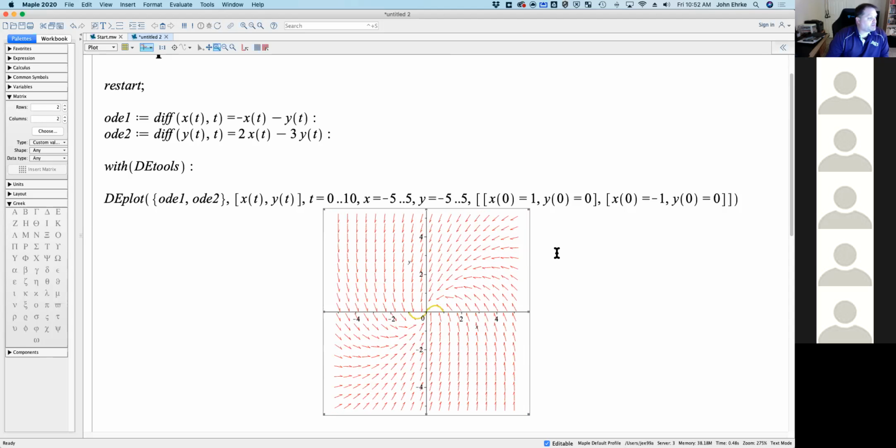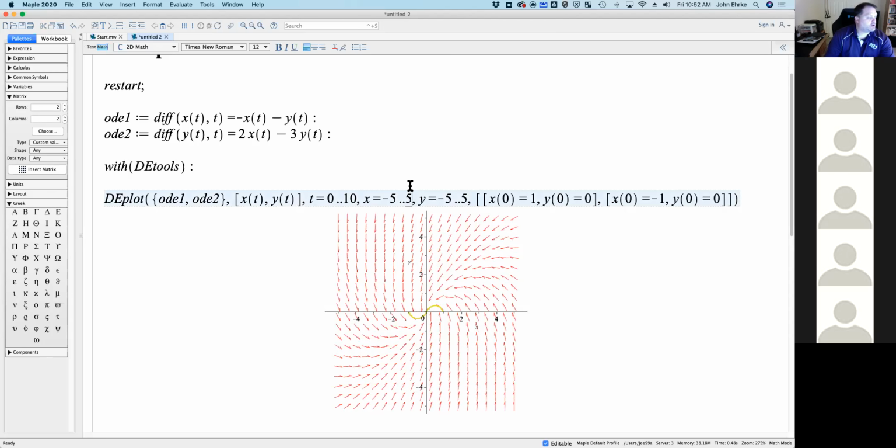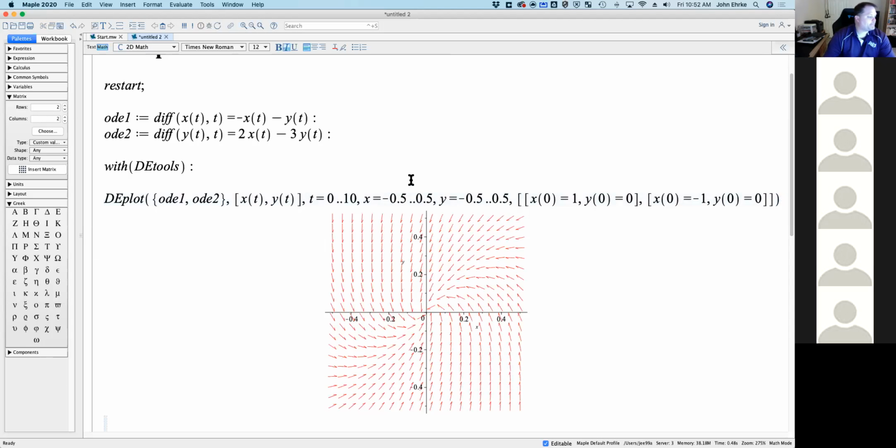If I had a problem that was on a much smaller interval, then we'd be able to tell it apart pretty well here. So let me shrink this down to a smaller interval so you can see the spiral behavior a little bit better. Then my starting points aren't in view. So I've got to go at least out to 1 and -1.